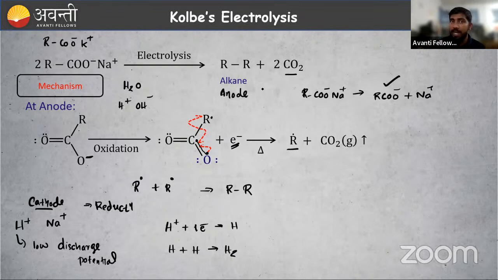You have to remember RED CAT, then AN OX, then OIL RIG. Oxidation is loss of electrons. Reduction is gain of electrons. That is it. Okay. At the anode and at the cathode, what is forming?